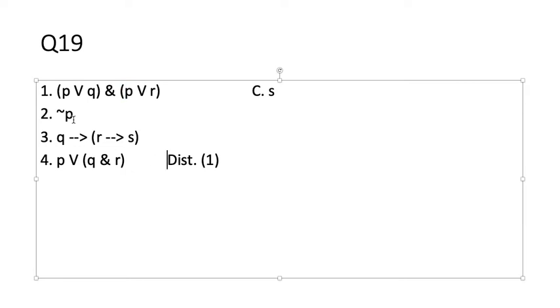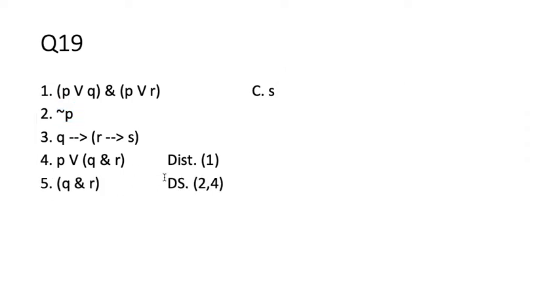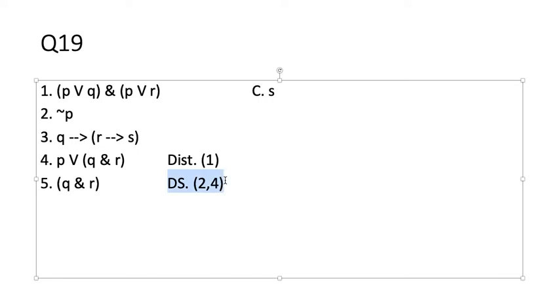Okay, and that's good because now I can do disjunctive syllogism. Look at what I have on line 2, I have not P. So I'm going to do that disjunctive syllogism on lines 2 and 4 to get Q and R.